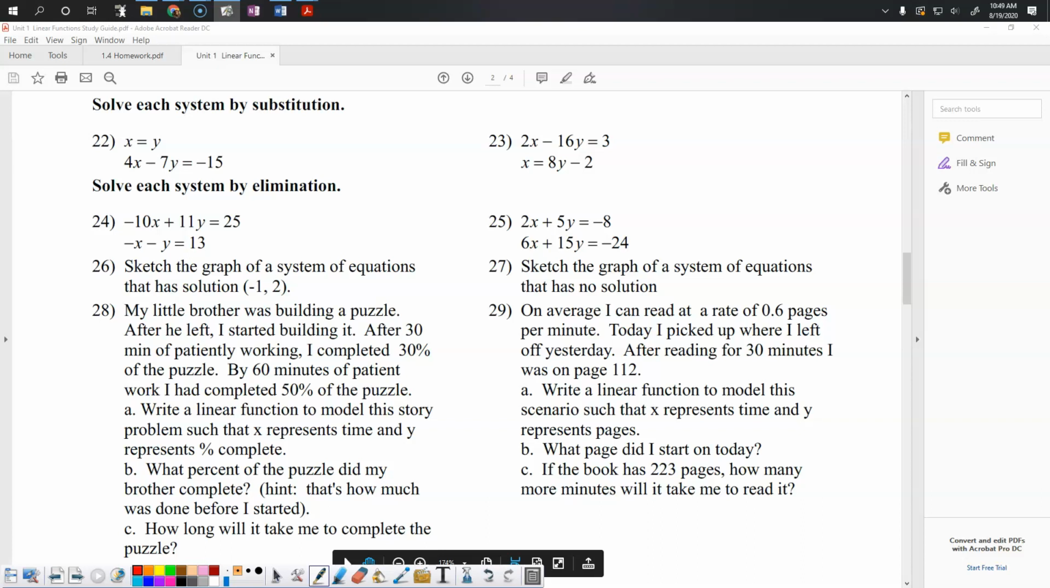That's the substitution method. Let's go ahead and take a look at number 24. Number 24 is so you guys can practice the elimination method. All right, so let's get to it. Gonna need some space for these ones, so let me create some writing space.